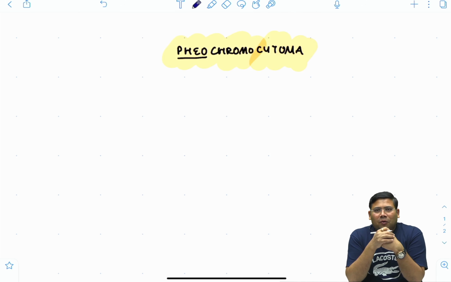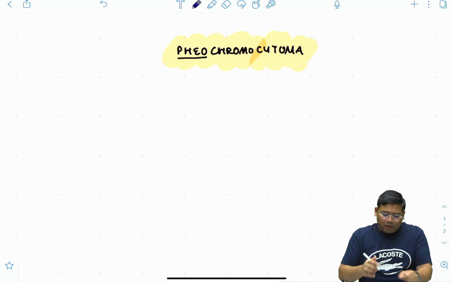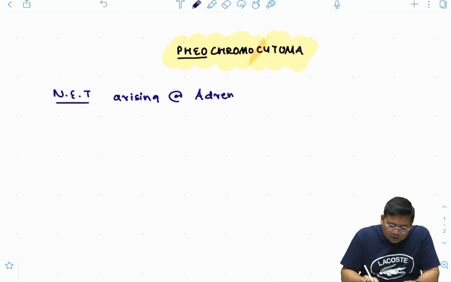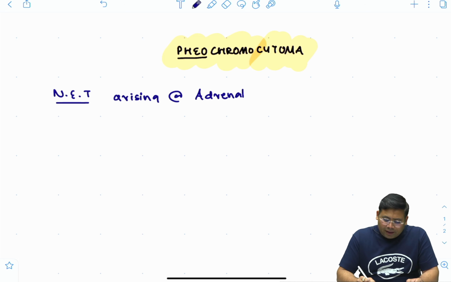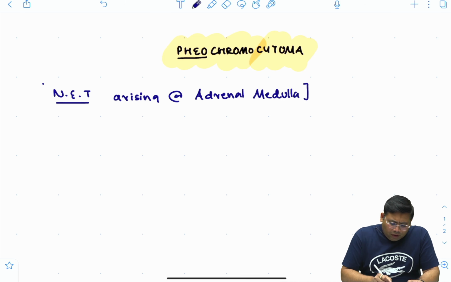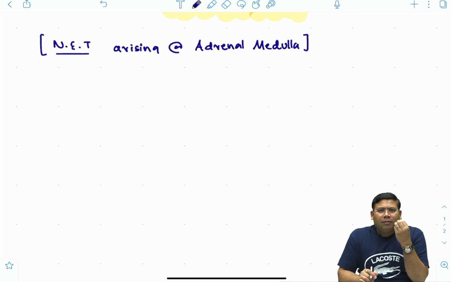for pheochromocytoma. So when we are talking about the concept of pheochromocytoma, it's a neuroendocrine tumor basically. It's a neuroendocrine tumor arising from adrenal medulla. So it's not arising from adrenal cortex, it's arising from the adrenal medulla, and this is very simple thing. Do you know that they follow a typical 10% rule?